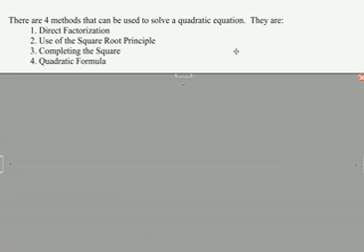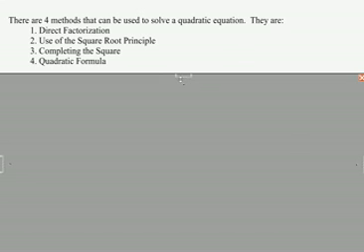Hello, we're going to go through some examples where we solve a quadratic equation using one of four separate methods. We're actually going to cover the first three. The first one is direct factorization. The second one is called use of the square root principle. The third is called completing the square. There's a fourth one, the quadratic formula, but I will cover that as a separate item.